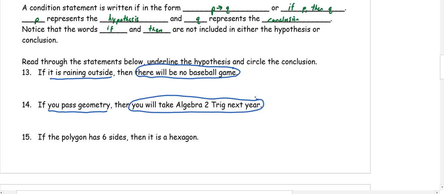Number 15, if the polygon has 6 sides, then it's a hexagon. So our hypothesis is the polygon has 6 sides. Our conclusion is it is a hexagon.